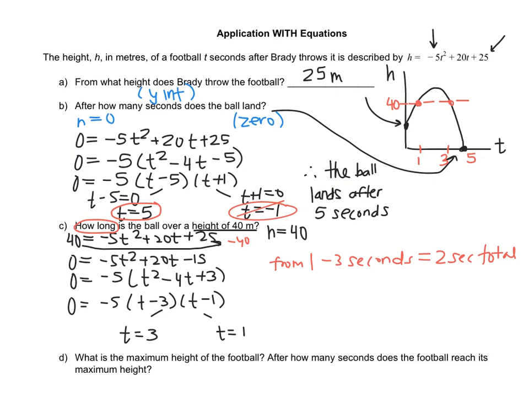So our therefore statement will be, therefore, the ball is over 40 meters for 2 seconds. You can also add from 1 second to 3 seconds if you would like. Just make sure you read the question carefully, because sometimes I can ask you, at what time is the height 40 meters, or how long is the ball over 40 meters, that kind of thing.